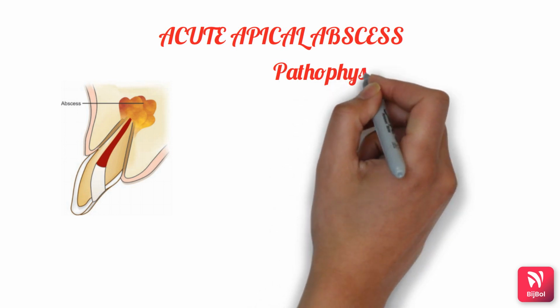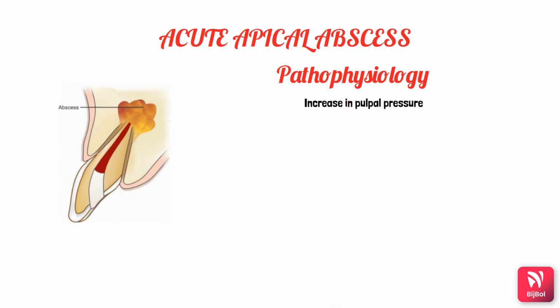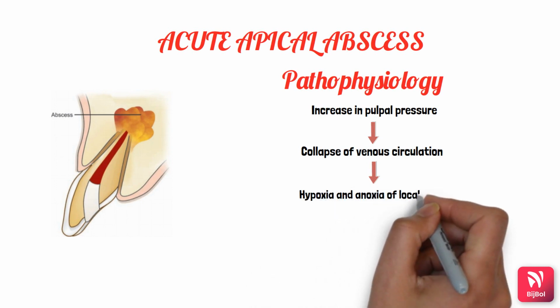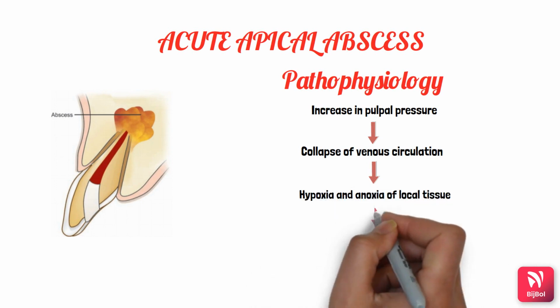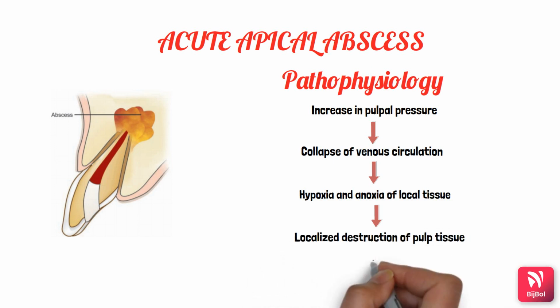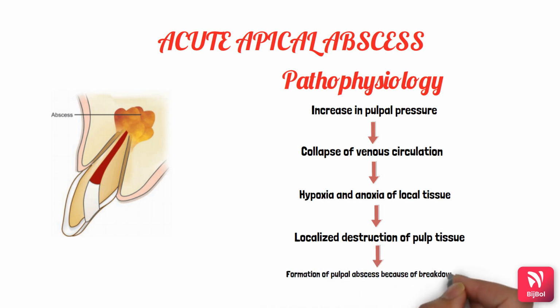So if you observe the pathophysiology of this, if there is an increase in the pulpal pressure, it will lead to the collapse of the venous circulation, which again leads to hypoxia and anoxia of the local tissues, which further causes localized destruction of the pulp tissue and the formation of the pulpal abscess, which will break down the PMN cells, bacteria, and the lysis of the pulpal remnants. That's how the pathophysiology of the acute apical abscess occurs.